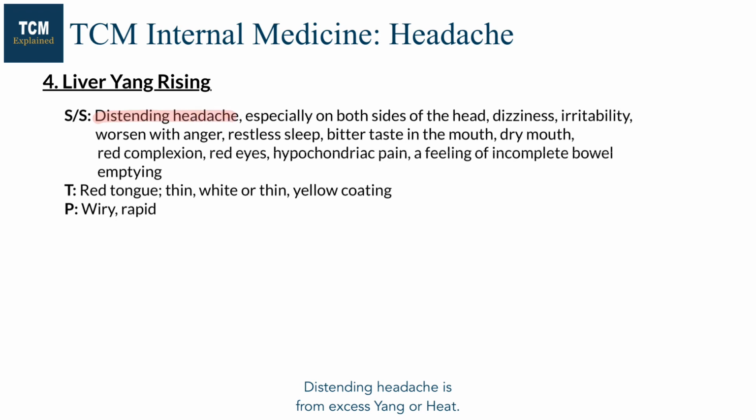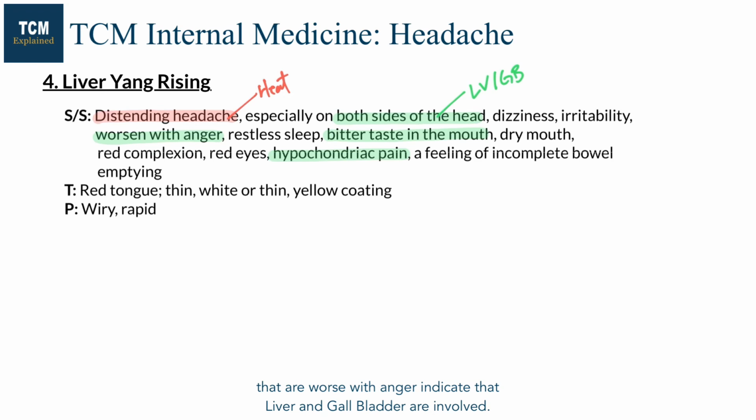Distending headache is from excess yang or heat. Pain on both sides of the head, hypochondriac pain, and bitter taste in the mouth that are worse with anger indicate that liver and gallbladder are involved. Wiry pulse is also the liver pulse.